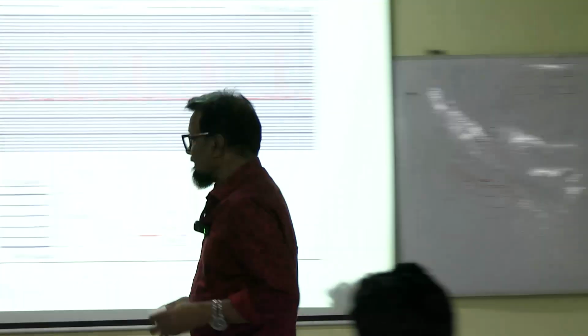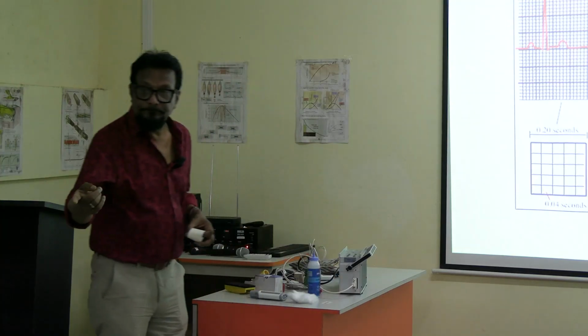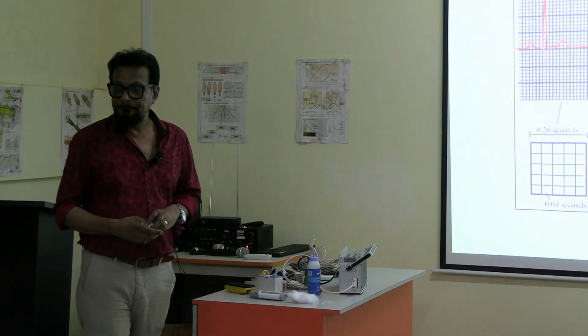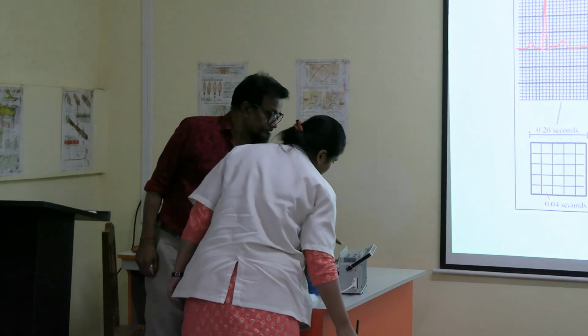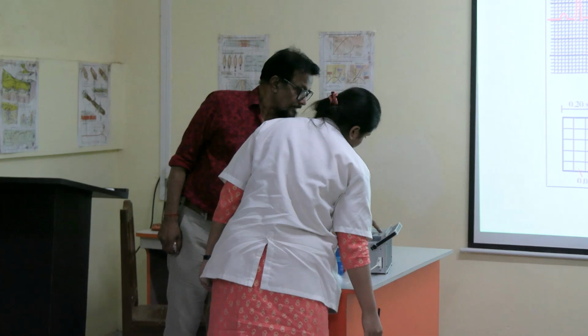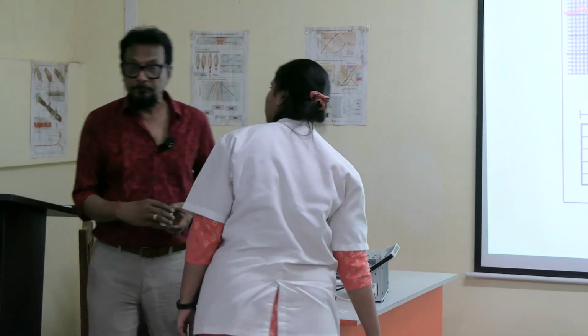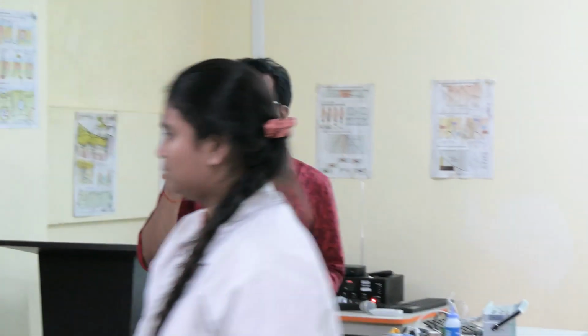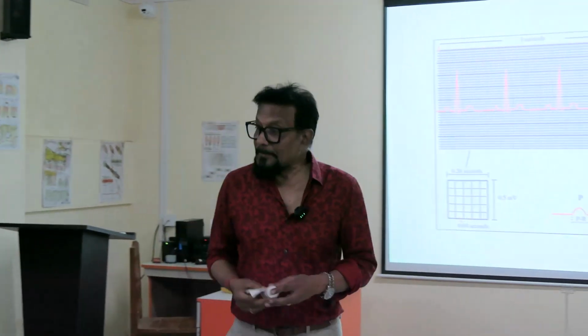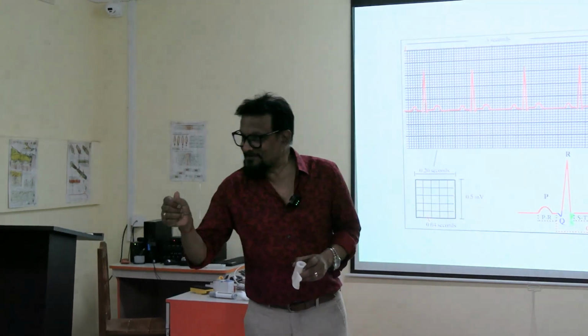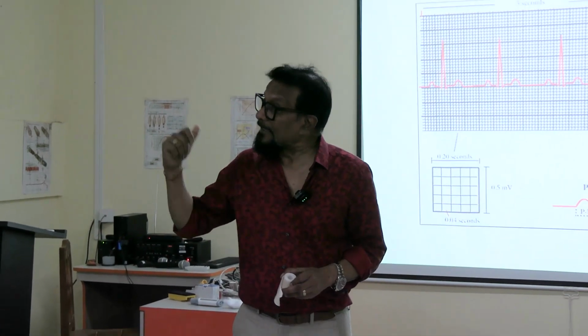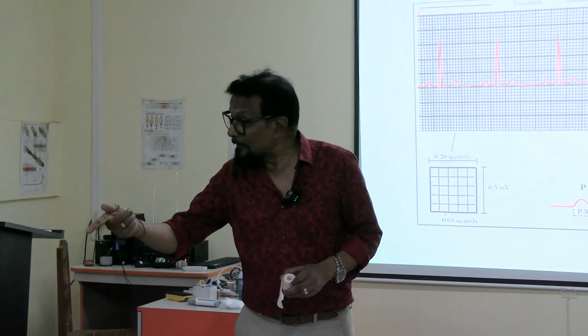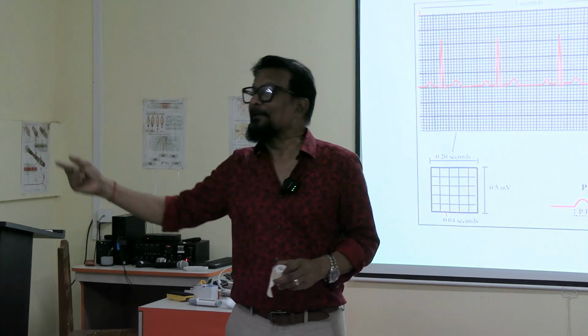How can you determine it? See in this machine, anyone come. What is written there? Gain. And what is this? 5, 10, 20. In the machine you will find the gain written, and there are three options: 5, 10, 20. In the machine, you give a stimulus that will be either 5 millivolt, 10 millivolt, or 20 millivolt.